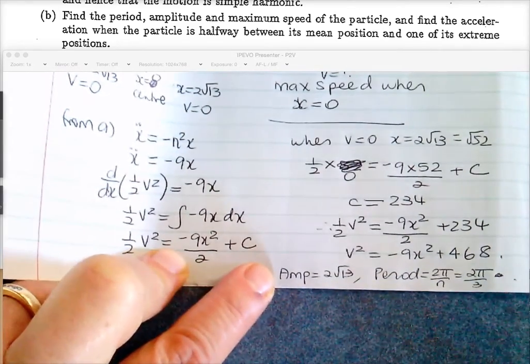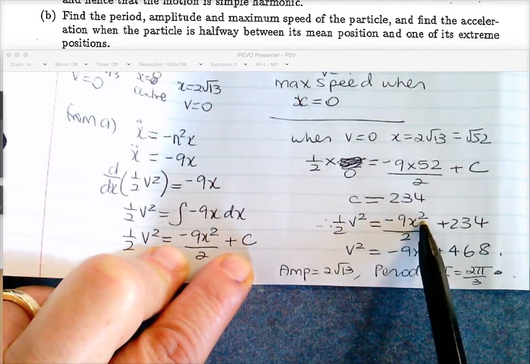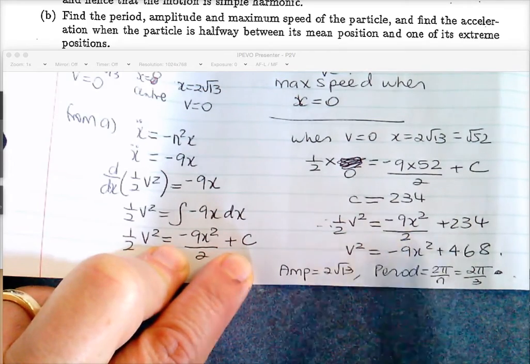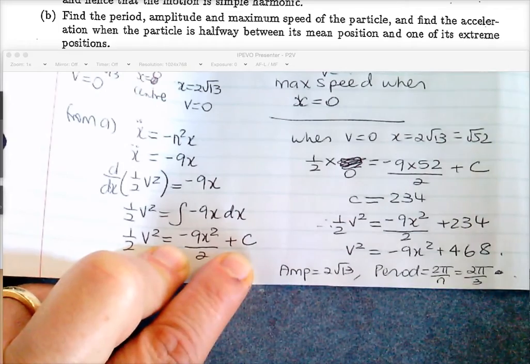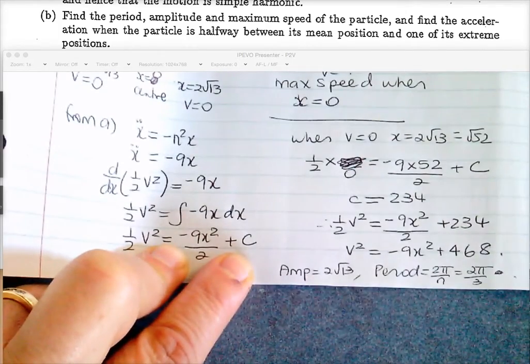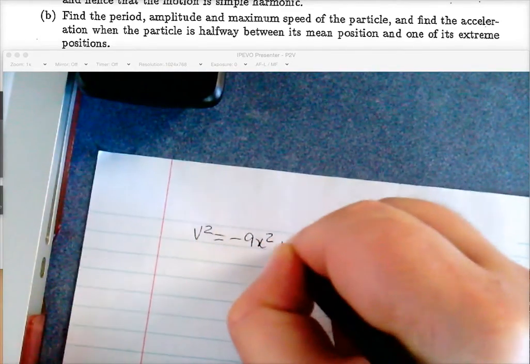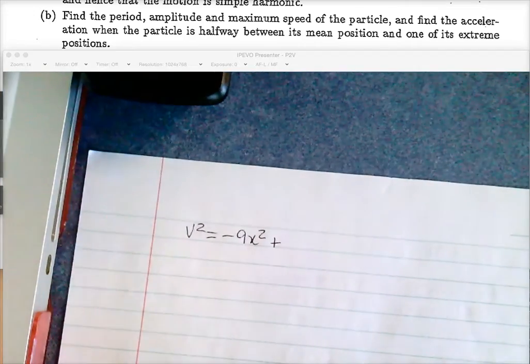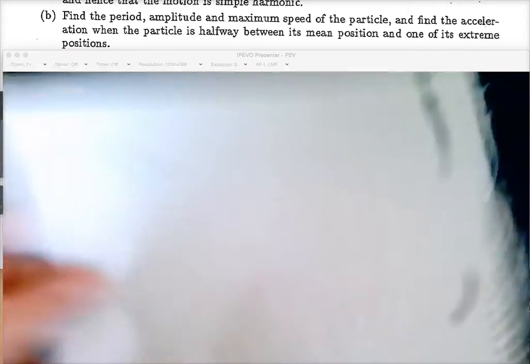That's done. The maximum speed is when x is 0. So you're going to put that in now and work it out. And then we've got to work out the acceleration when x is root 13. All right, we'll get there in a minute. I need to turn the page. All right, yeah, 1 sec. V squared is negative 9x squared plus, what did it say? Negative 9x squared plus 468.